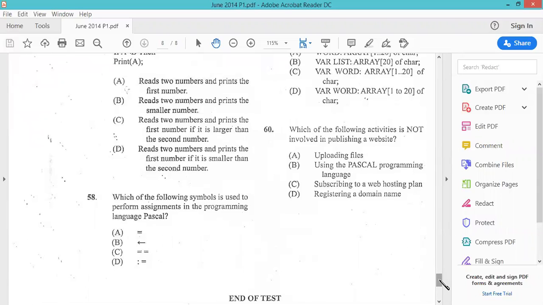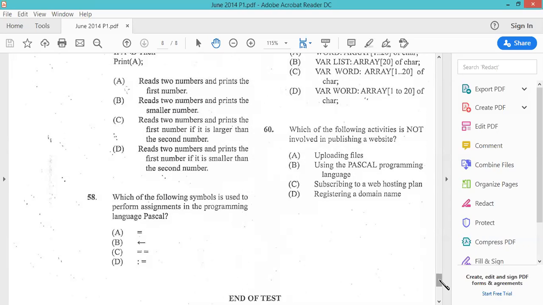Number 58, easy, easy. Which of the following symbols is used to perform assignments in the programming language Pascal? D, miss. D is colon equals sign. And last question, number 60. Which of the following activities is not involved in publishing a website? It was on the last paper too.